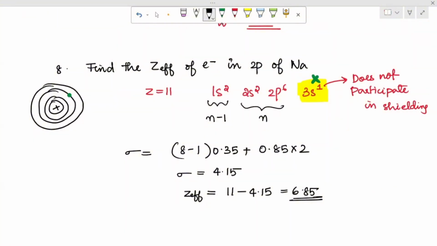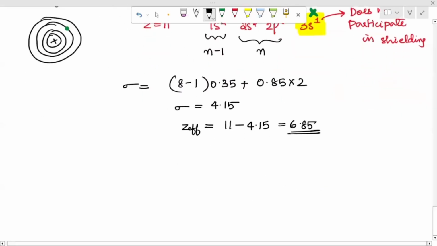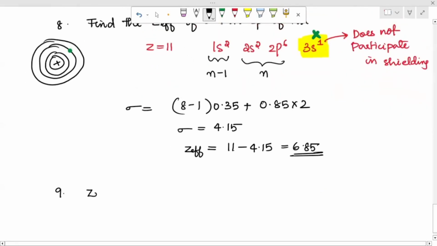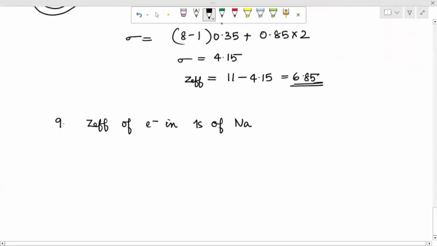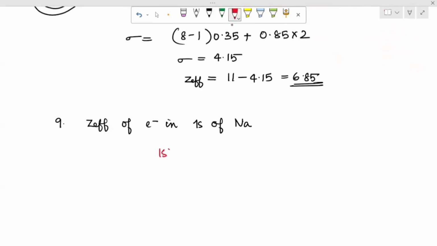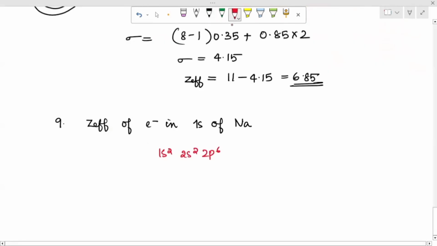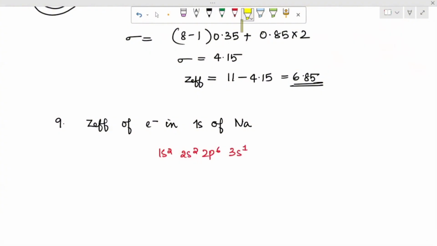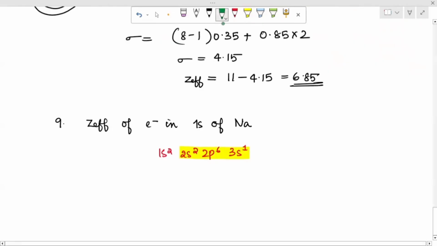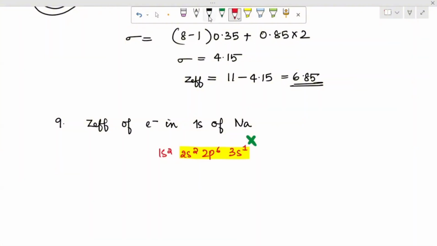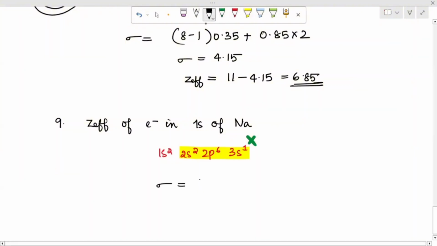Okay. Let's do one more problem. If the question is to find the Z effective of electron in 1s of sodium, what you have to understand is this is 1s2, 2s2, 2p6, 3s1. You have to consider the screening of 1s and none of the shells after that. I'm talking about the shells. None of them will participate. So this is neglected. You have to consider only 1s2. So this is equal to 2 minus 1 into 0.35.